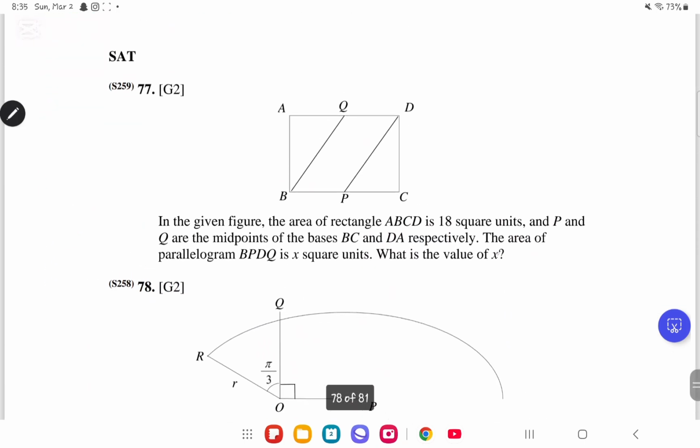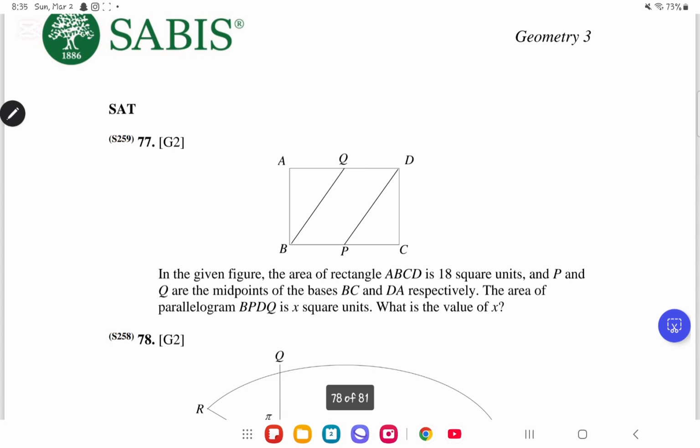77, here we go. These questions might come, pay attention. In the given figure, the area of rectangle ABCD is 18 square units, and P and Q are the midpoints of the bases BC and DA, respectively. The area of parallelogram BPDQ is x square units. What is the value of x?